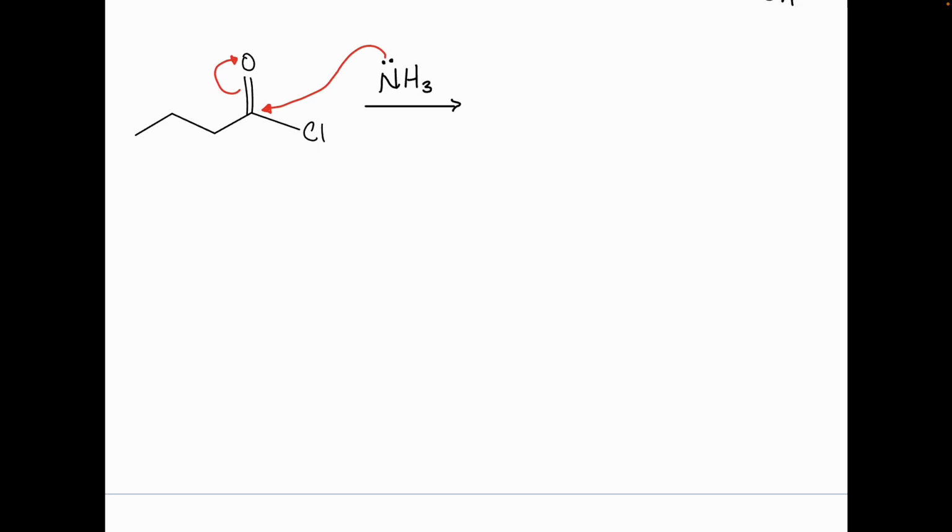So my nucleophile is going to attack my electrophile, creating that tetrahedral intermediate. Once my tetrahedral intermediate forms, it's like, no way. Get out of here. Come on. Come back. I want that pair of electrons back down. I don't want to have that pair of electrons.